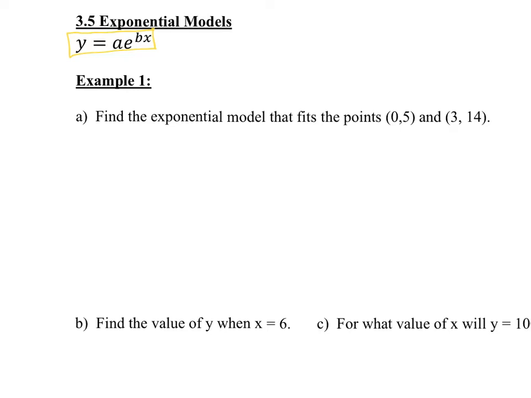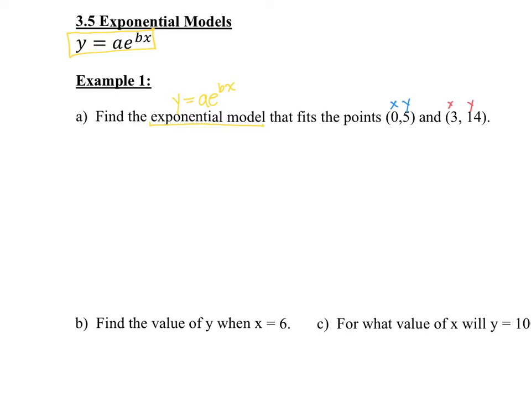So if I were to graph it, it would actually pass right through those 2 points. The first thing I read in the problem is that it does say find the exponential model. Because it says that, I know I'm using this general equation. They give me two ordered pairs, (0, 5), and they also give me (3, 14). I'm going to use those ordered pairs to solve for the constants. The constants are a and b.